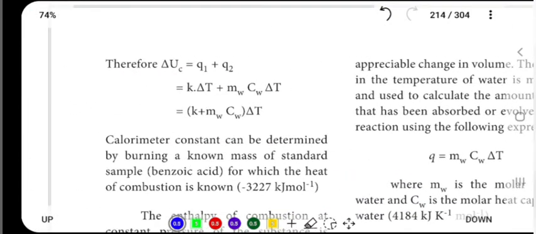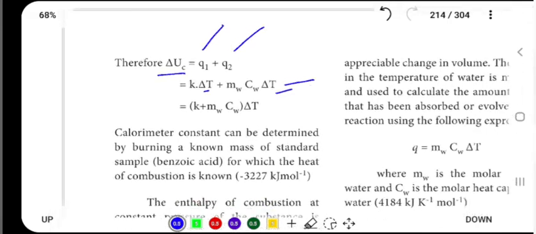So Q1 is the heat absorbed by the calorimeter and Q2 is the heat absorbed by water. So we have to add both. So delta U C equal to Q1 plus Q2. Substitute the values: K delta T plus MW Cw delta T. Now delta T is common, so take it common. So delta T in bracket K plus MW Cw. So this is the final formula.